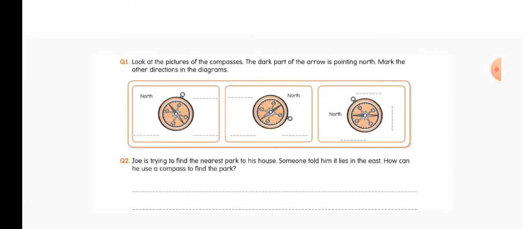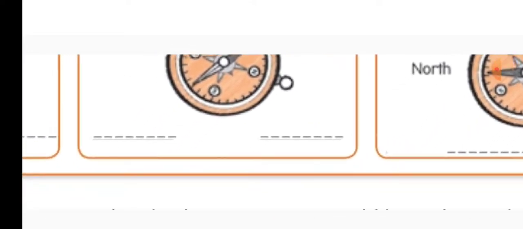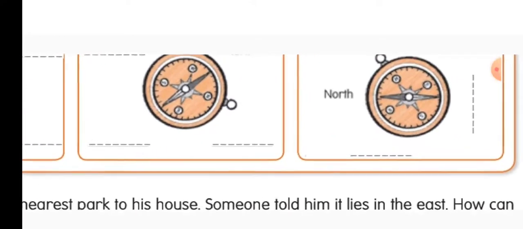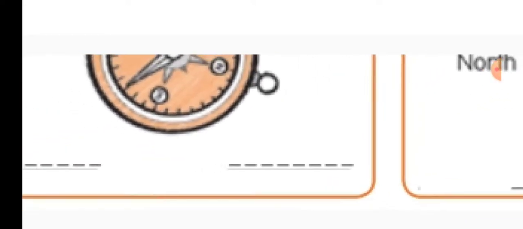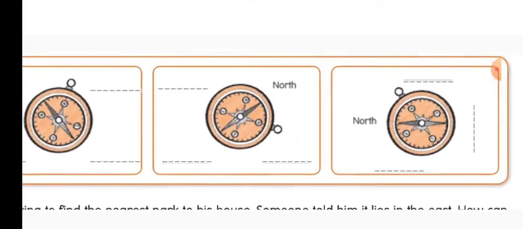So now move to the second one. North is here, so opposite of north here you'll write south. And here will be the east. Here you are going to write east. Opposite of east will be west. Right. Now move to the third picture.